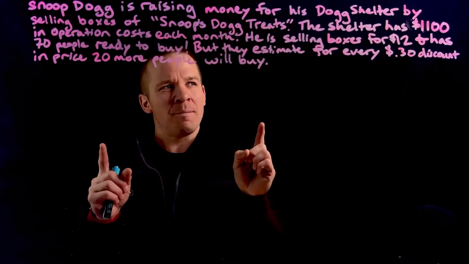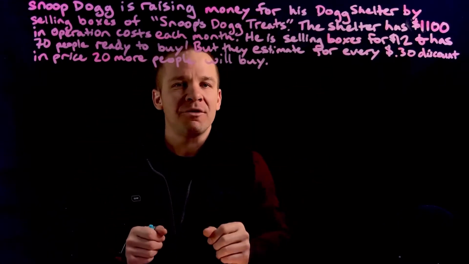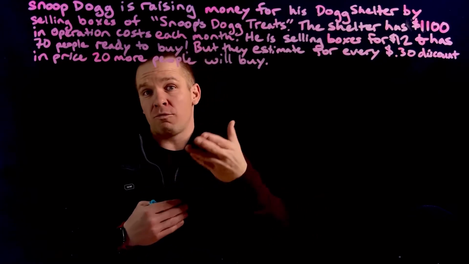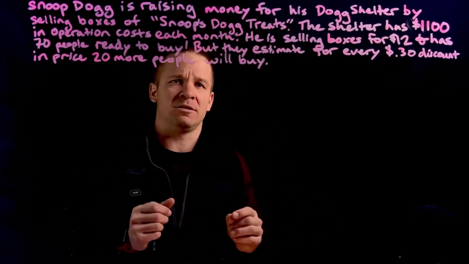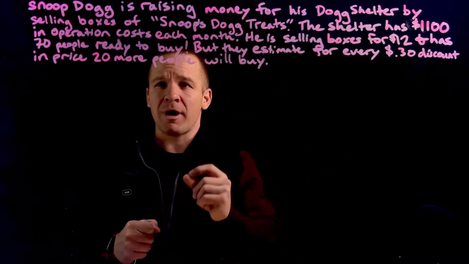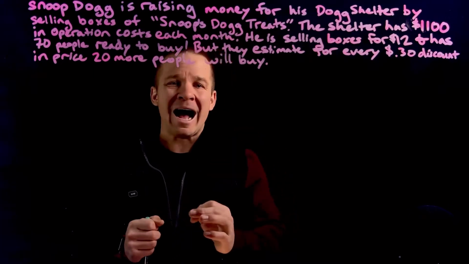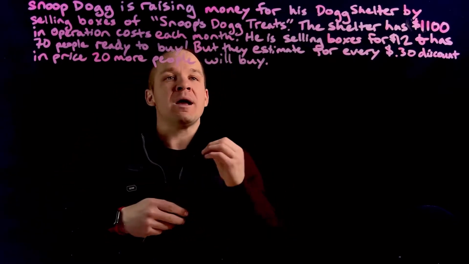But if you look at the numbers, 12 times 70, that's $840. That's not enough to cover the operation costs, let alone raise a little bit of extra money to maybe make some upgrades to that dog shelter, right? But they do estimate that for every 30-cent discount in price, 20 more people will buy these treats, right? You charge less, but you're selling more, you make more money.